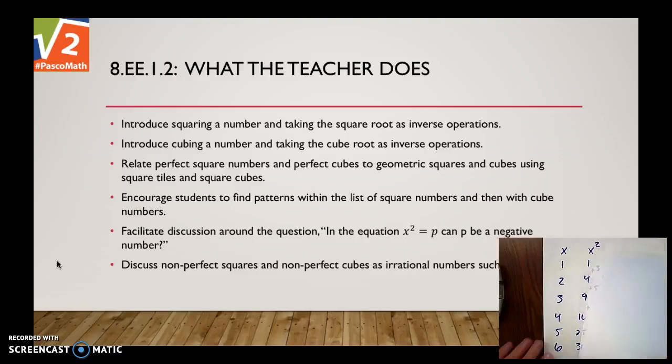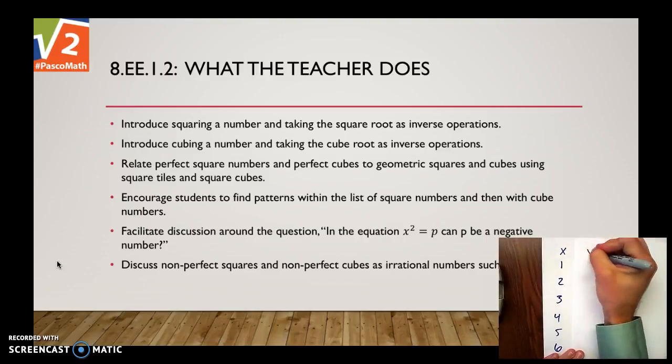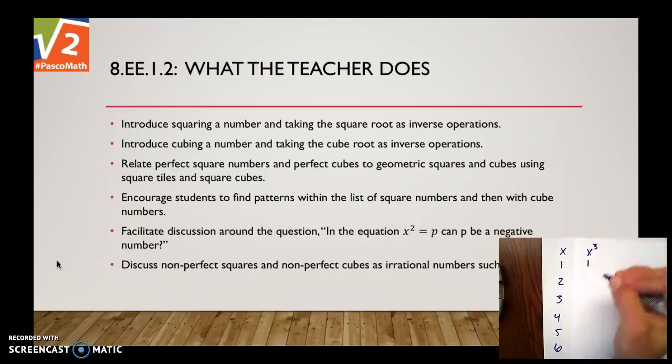We also can do the same thing looking at cube roots. And so if I took the same thing, but I wanted to look at the cubes, we have still 1, 8, 27, 64, 125.